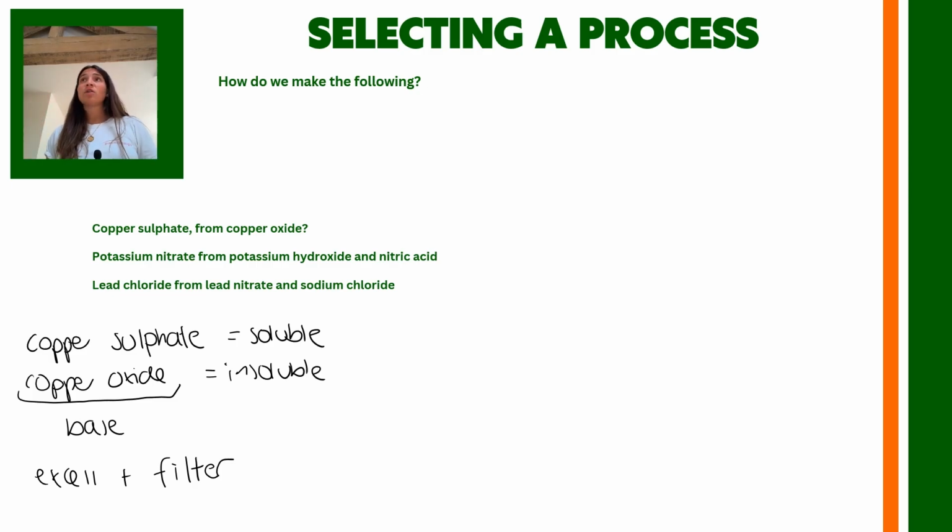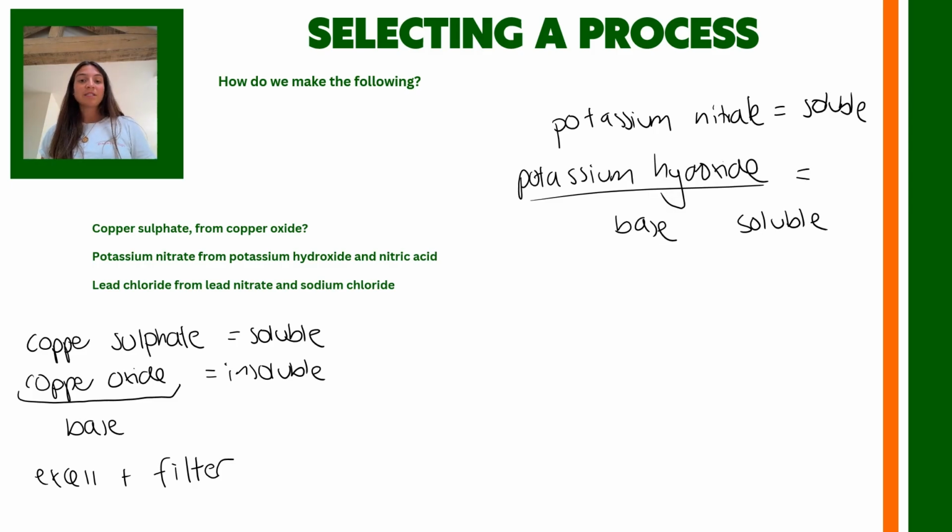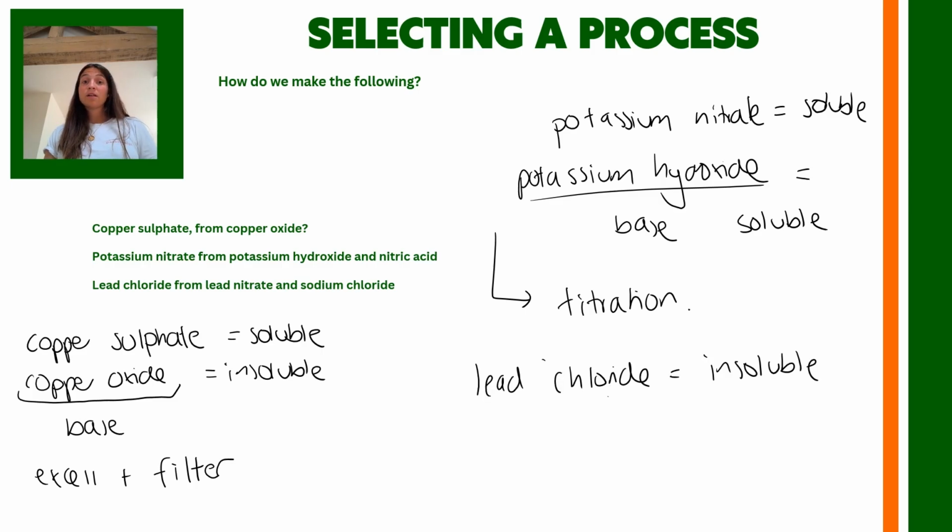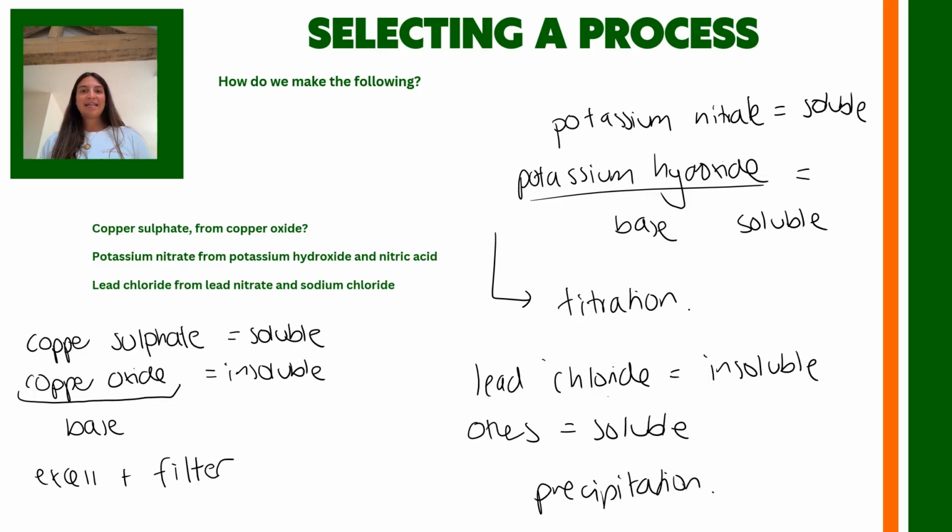Really just go back to the notes and learn all of these different experimental techniques off by heart. Next one then, potassium nitrate from potassium hydroxide and nitric acid. Well, the potassium nitrate itself is soluble, and your potassium hydroxide, the thing you're using as your base, is soluble as well. So that's when you're going to use your titration method that we just went through on the previous slide. And how about making lead chloride from lead nitrate and sodium chloride? Well, lead chloride is an insoluble salt that you are trying to make, and therefore you use the one technique that you have in your notes, which is this precipitation reaction from these other two soluble salts.